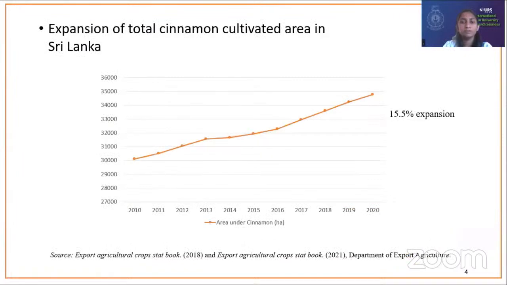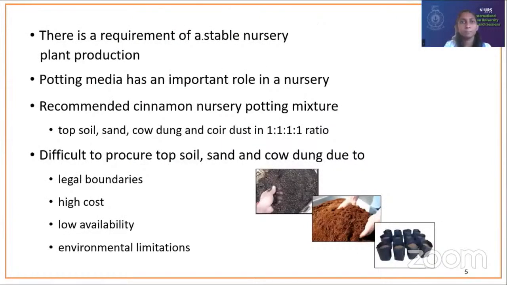This shows how the land area under cinnamon is expanding in Sri Lanka. From 2010 to 2020, there is a 15.5% expansion in land area under cinnamon. To keep up with this expansion, there should be a continuous nursery plant supply. Thereby, there is a requirement of a stable nursery plant production.